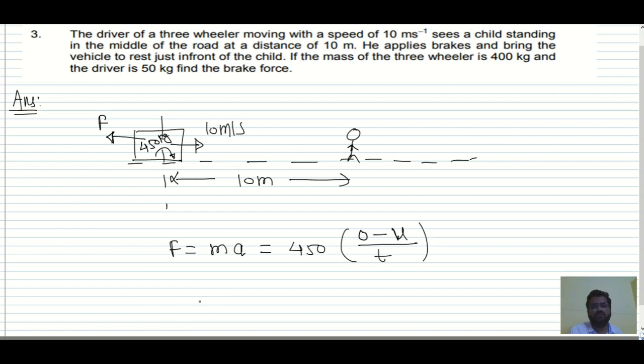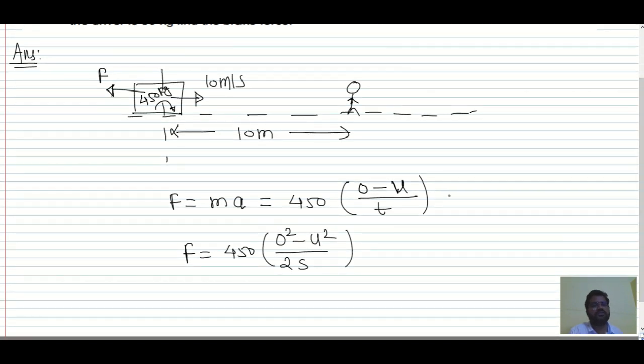We know one more formula for it. Force is equal to 450 times, instead of this, we can write 0 squared minus u squared divided by 2s. Isn't it? So why use the other formula? You can solve the same problem by calculating time and plugging it into the formula, and you will get the answer. No problem with that, but you will get the answer within 2 steps if you use this formula.